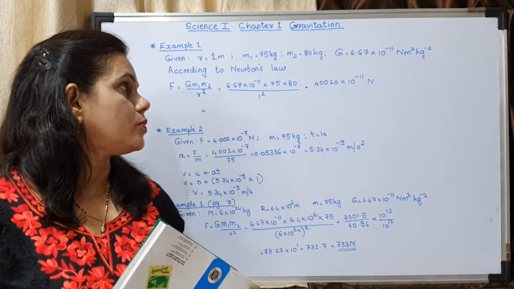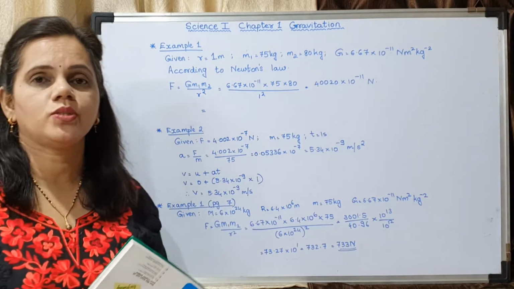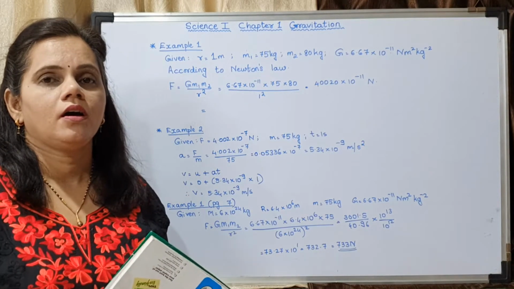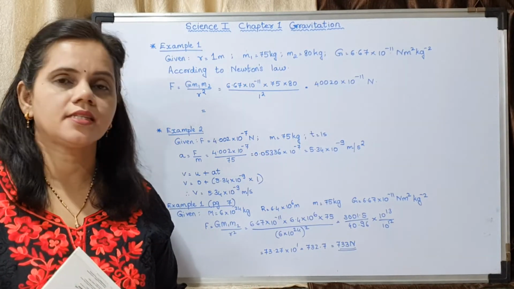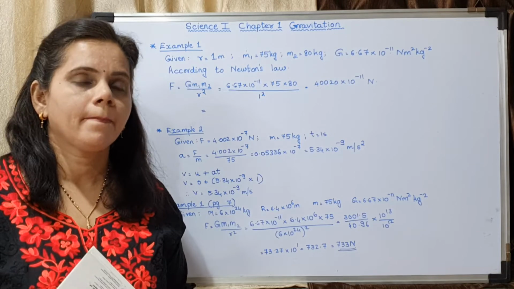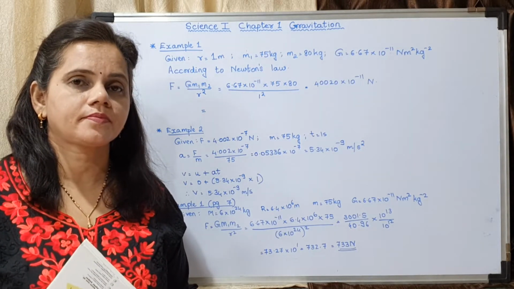Okay, so these are the 3 examples which are given in the textbook on page number 6. Understood? Page number 6. Some solved examples have been given. I have solved it for you so that you may understand it clearly.